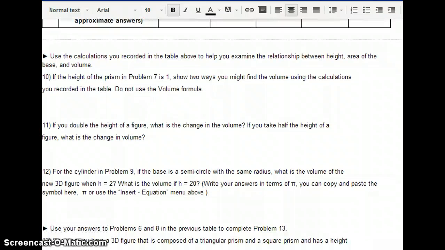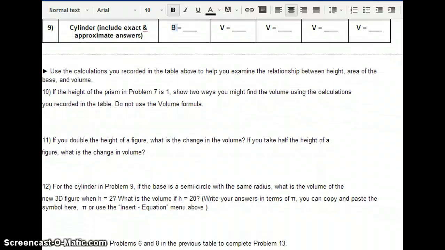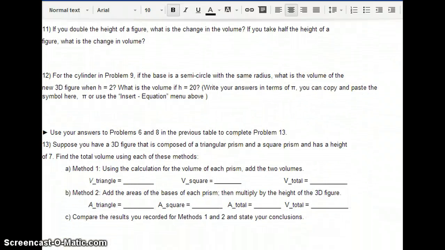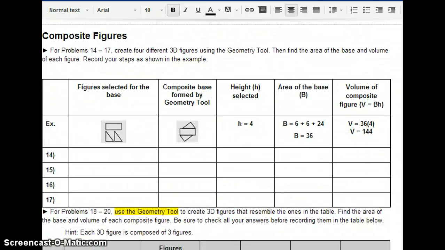And next up is just kind of extensions for your understanding from this table. Upon your understanding of that, then you can do 10 through 13. Okay, the next one is just composite figures.